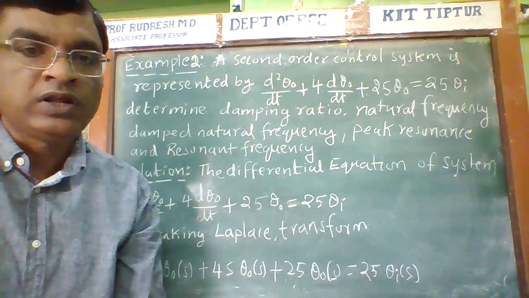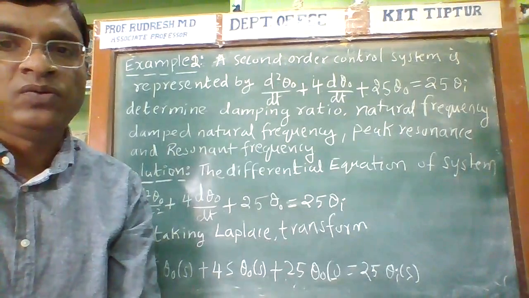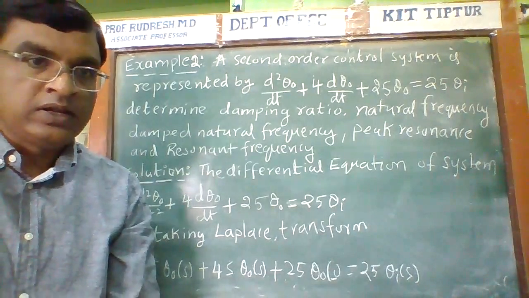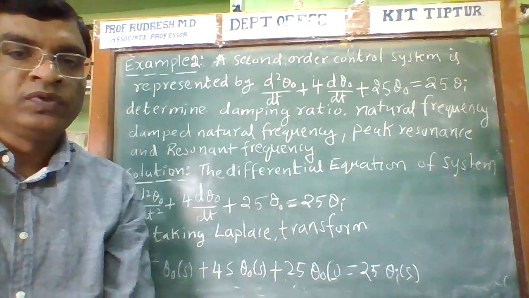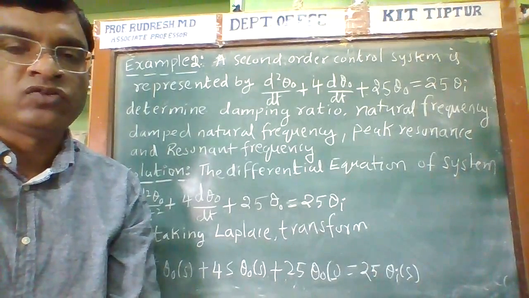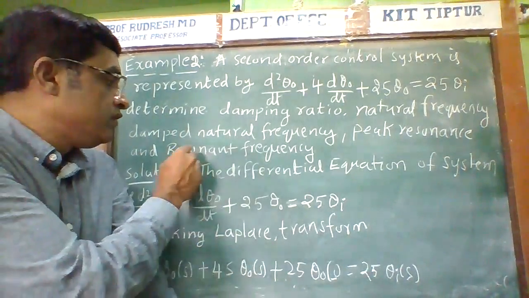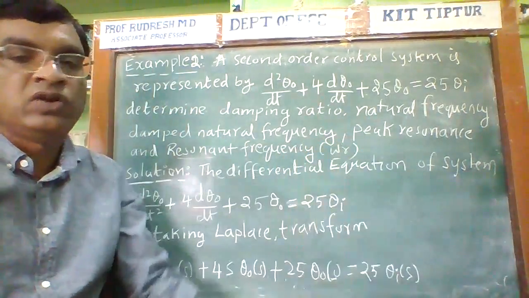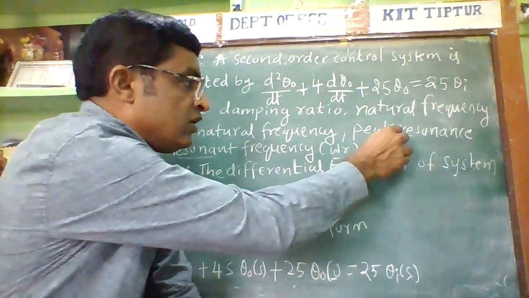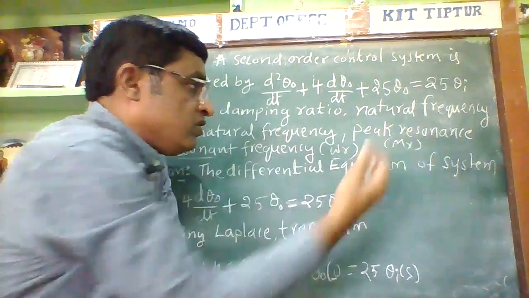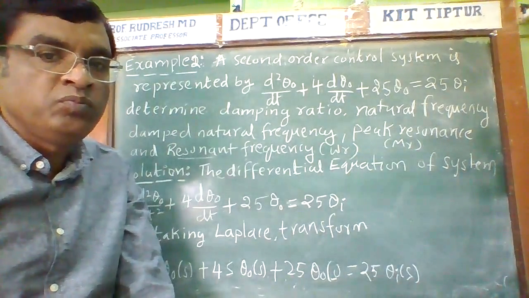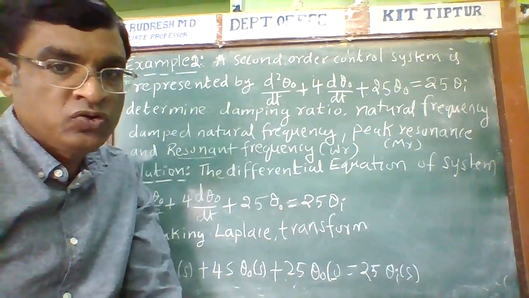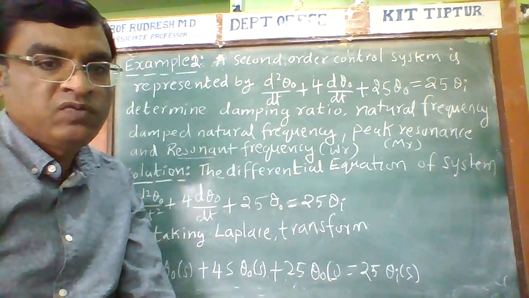Peak resonance means the M_R value, and also the resonant frequency, omega R, is asked. This is called the resonance frequency omega R, and also the peak resonance. M_R is the peak resonance, whereas M_P is the peak overshoot.